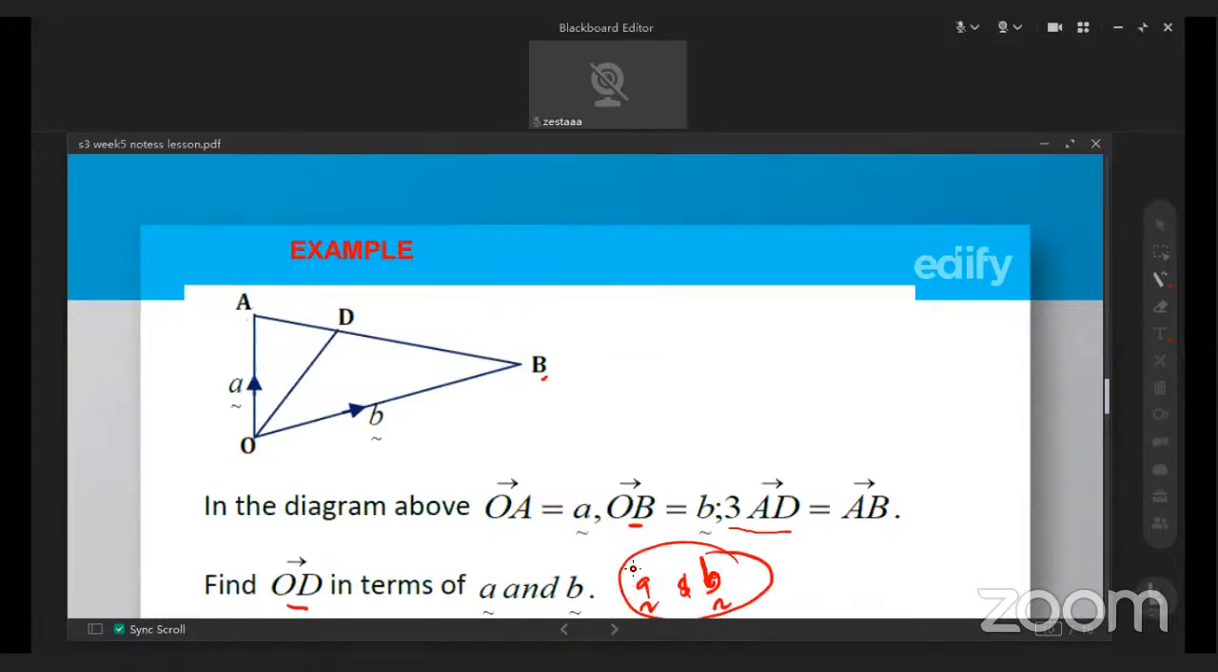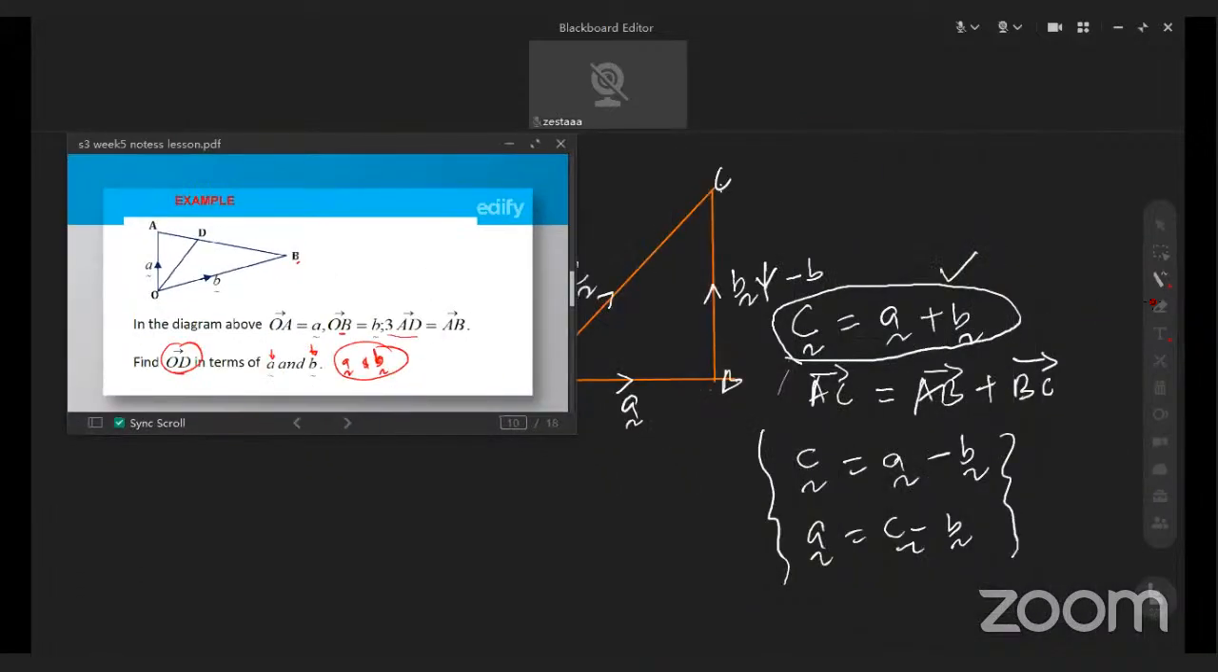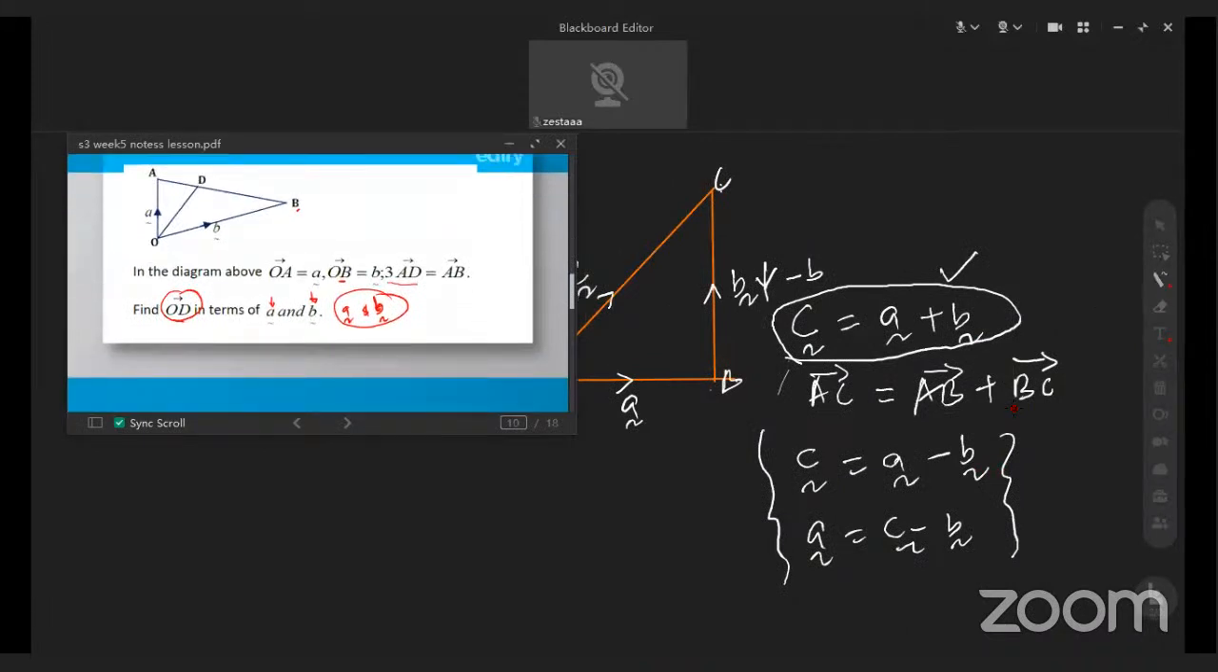Okay, so usually we are always told to put these displacement vectors in the form of these vectors that we've been given. So for example, now here we're told to find OD in terms of A and B. Okay, let's just walk through here.